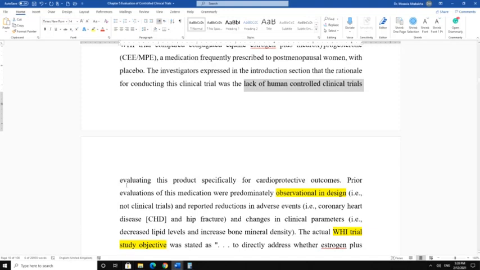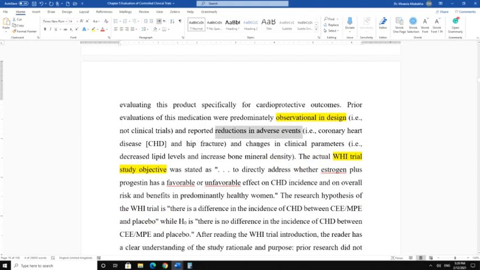So what did they say? They said prior evaluations, meaning there were studies, but they were mainly observational, not true experiments. Observational, like cohort or case studies. And these observational studies reported a reduction in adverse events, like coronary heart disease and hip fracture, reduced in postmenopausal women. But they were observational, and observational is not strong enough, but it can be used as a reason for doing a controlled clinical trial. It's an incentive for doing a controlled clinical trial.